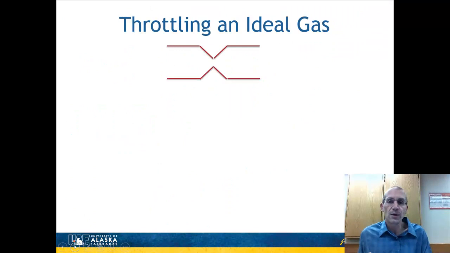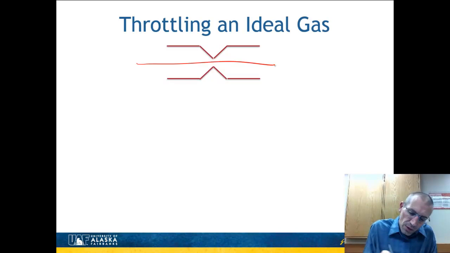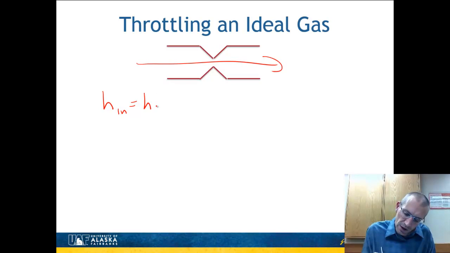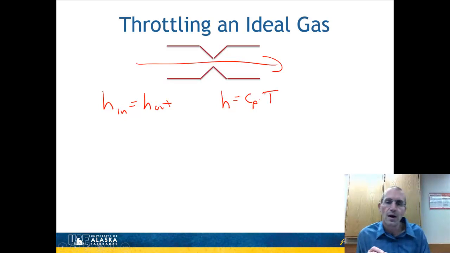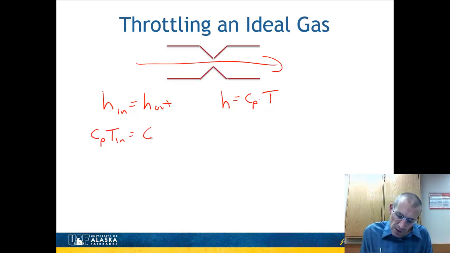All right, one last thing I want to mention are the implications of throttling an ideal gas, because what we've looked at so far in this module is R134a, which was not ideal at all. And so here I've got a throttling valve, and we know from our energy balance that H in is equal to H out. And the other thing we know for an ideal gas is that H is equal to Cp times temperature. Enthalpy is only a function of temperature. So if I put that in there, I find Cp T in equals Cp T out.